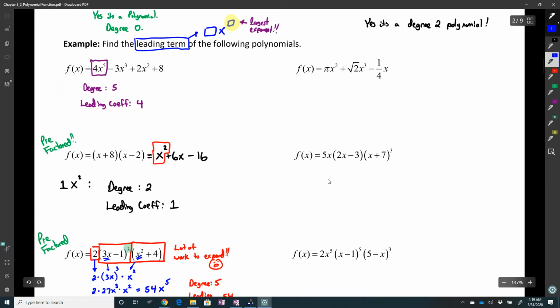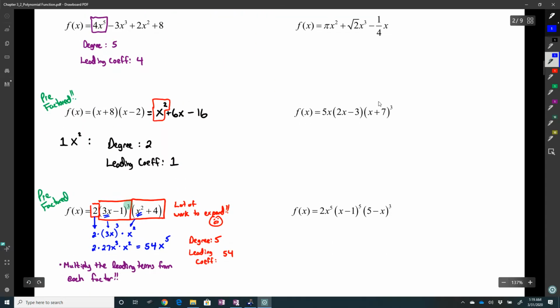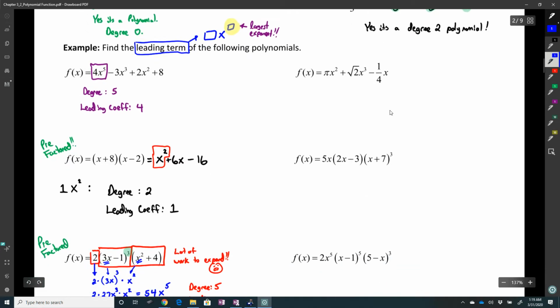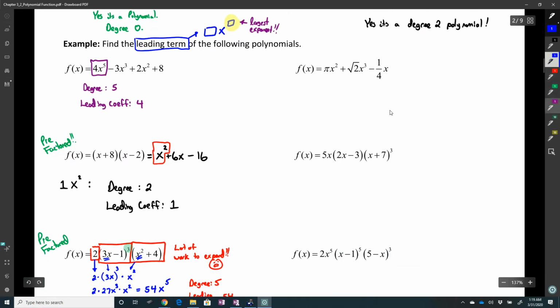Alrighty. So let's work on these problems that I had y'all do. The first one's saying find the leading term of the following polynomials. So just from looking at it, you can see that that is the term. Oh, see, look, I already made a mistake.